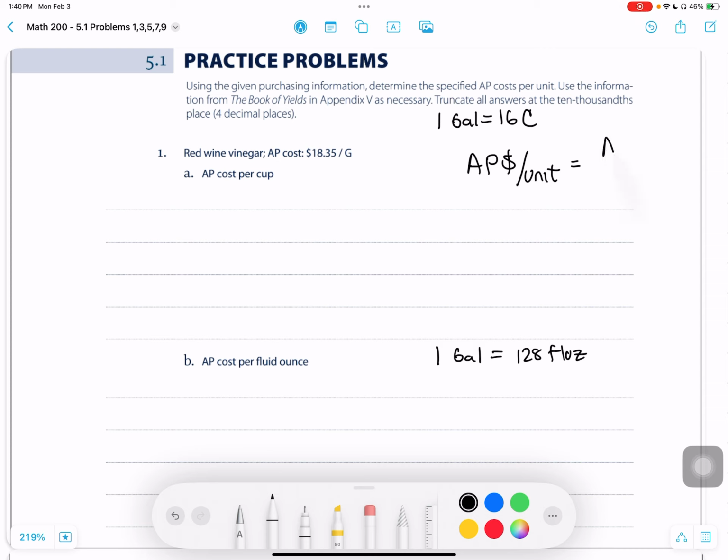You take the AP cost, so the price of your total ingredient or the way that you're going to purchase that ingredient, and divide it by the number of units that they're selling you. And by units, I mean any of the units on the conversion that we've been doing. So it can be AP cost per ounce, per pound, per pint, per milliliter, per gram, per kilogram, etc. The units are what change depending on your needs. How do you want to see this specific ingredient?